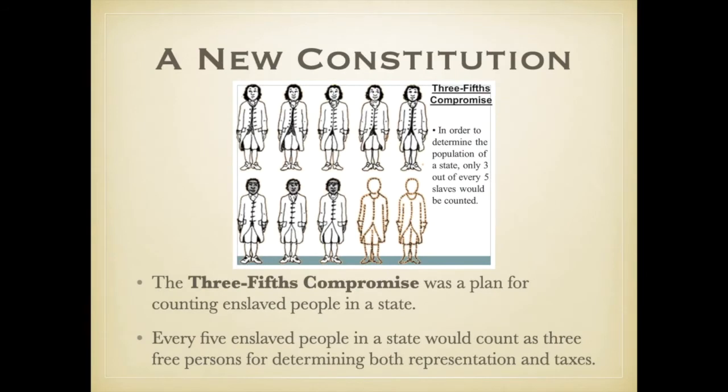The Three-Fifths Compromise was a plan for counting enslaved people in a state. Every 5 enslaved people in a state would count as 3 free persons for determining both representation and taxes.